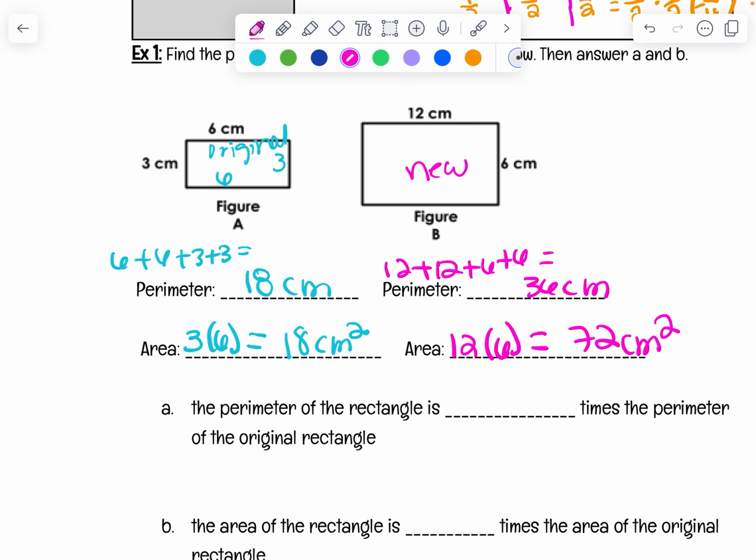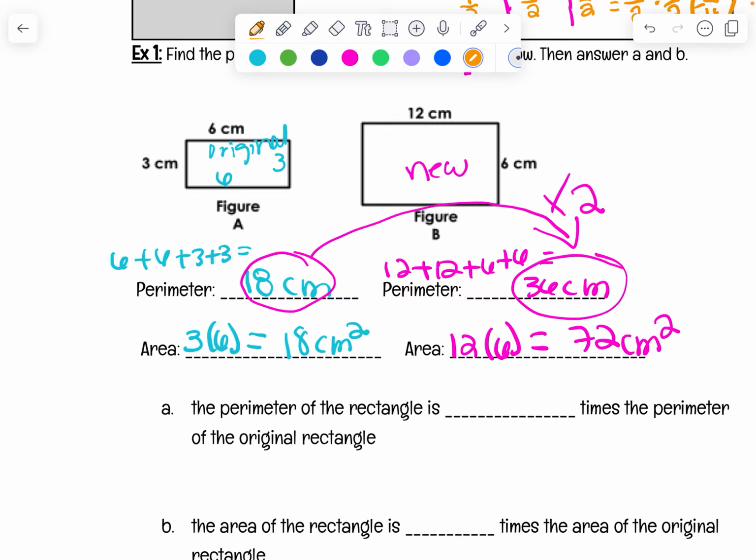So if we're looking at the 18 to the new perimeter, how did I get from 18 to 36? Did I add, subtract, multiply, or divide? And think about dilations, we only multiply. So we're going to multiply. So from 18 to 36, I multiplied times 2.